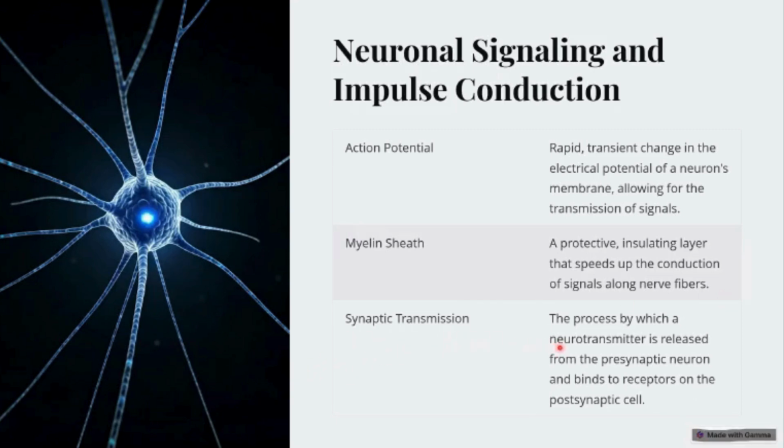Synaptic transmission is the process by which a neurotransmitter is released from the presynaptic neuron and binds to receptors of the postsynaptic cell. So this action potential, neuromuscular junction is very important. Cranial nerves, again, are really important from the assessment perspective for the neuro faculty or anyone who is doing studies in neurology. So cranial nerves, action potential, neuromuscular junction, these are very important topics which we cannot skip and one should know.